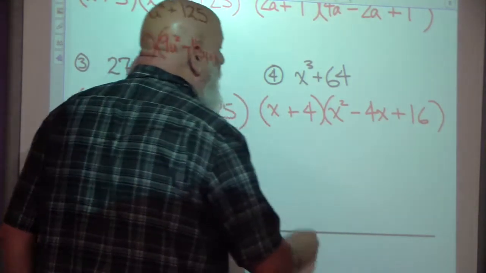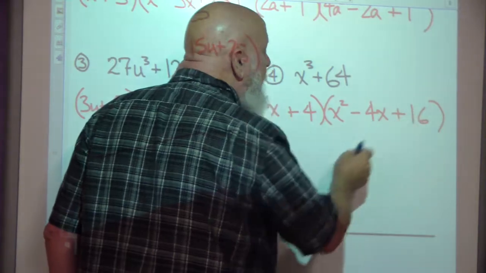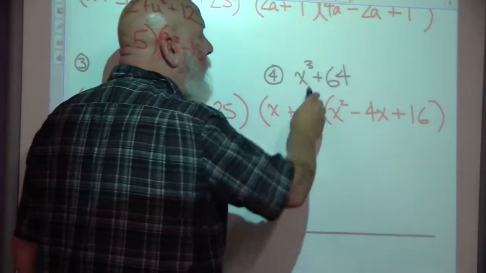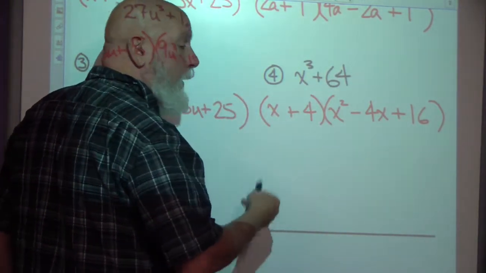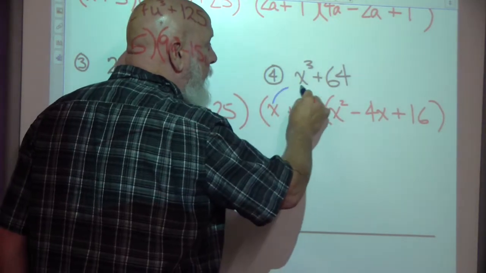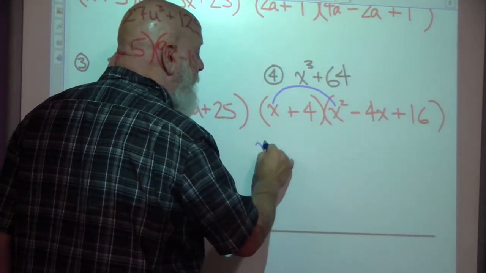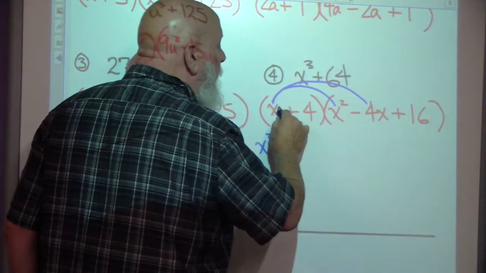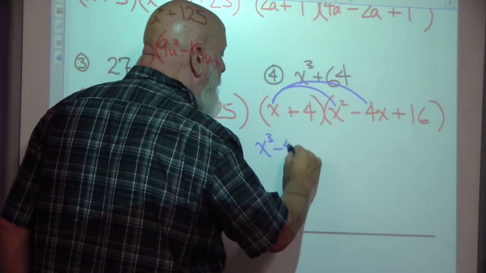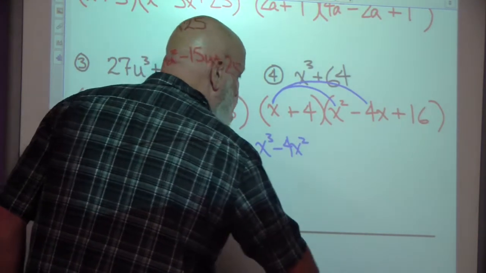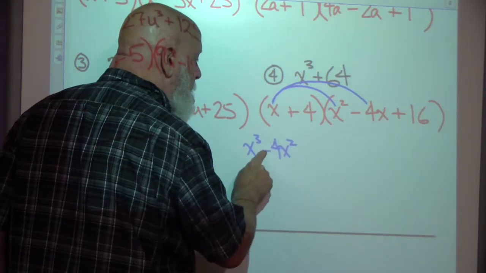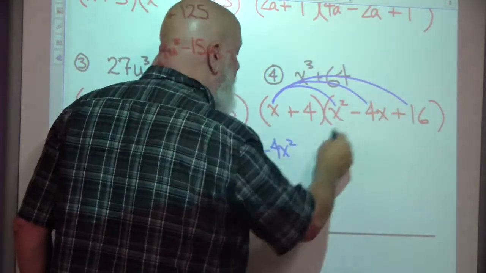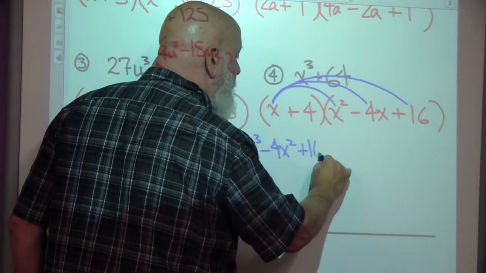Here we go. I'm going to take this x and multiply it by these 3, and then take this 4 and multiply it by these 3 terms. Then I'll combine like terms, and what will be left is x cubed plus 64, unless I've made a mistake. So here we go. X times x squared is x to the third. That's x times x times x. X times negative 4x is negative 4x to the second. That's negative 4 times x. X times 16 is positive 16x.